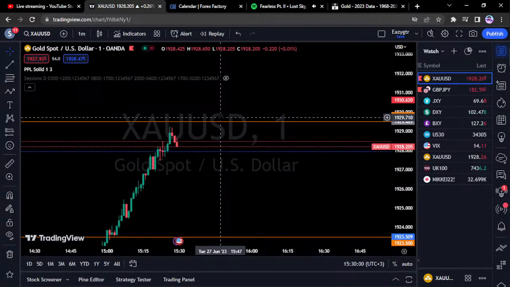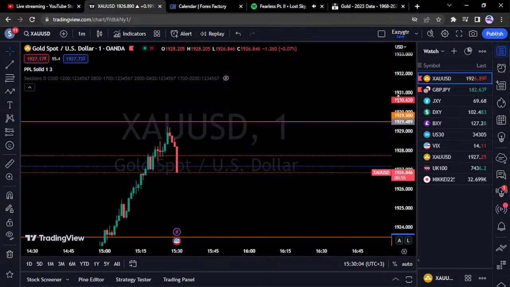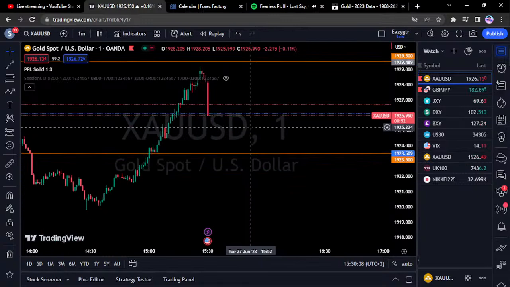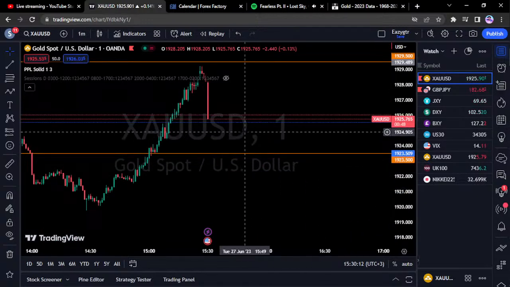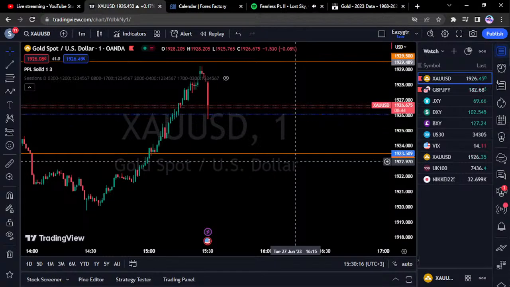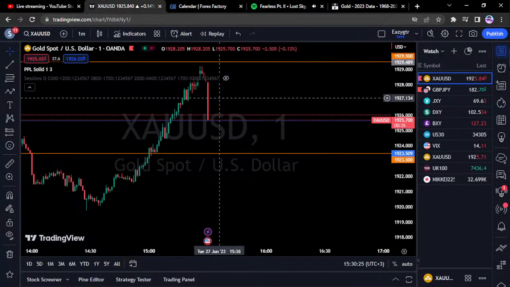We shouldn't be in any trade right now. As you can see, we have that drop, so you could get impulsive sales below 1923,500. Let's lock it in. So it's right exactly where they expected it.